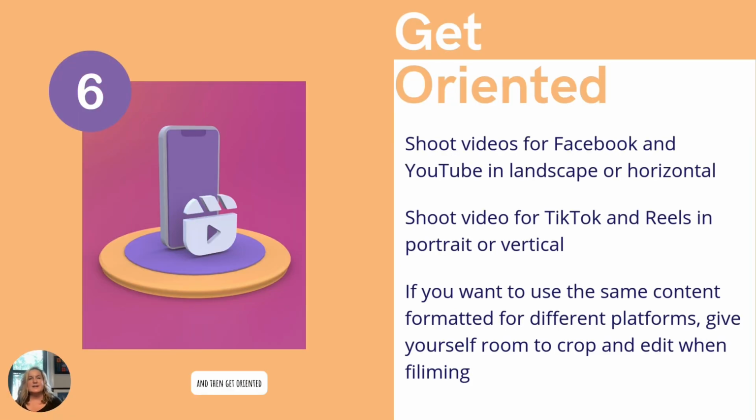And then get oriented. Ideally, shoot your videos for Facebook and for YouTube in landscape. Landscape is this way, horizontally. And then shoot your videos for TikToks and Reels vertically or portrait. If you want to use the same content in different formats, what you're going to want to do is give yourself room to crop and edit when filming. So think about what you're using the video for, and that will influence how you orient your phone camera in order to take the video.